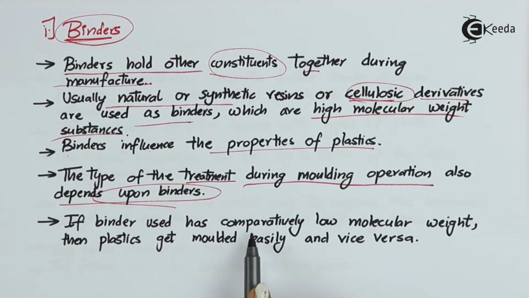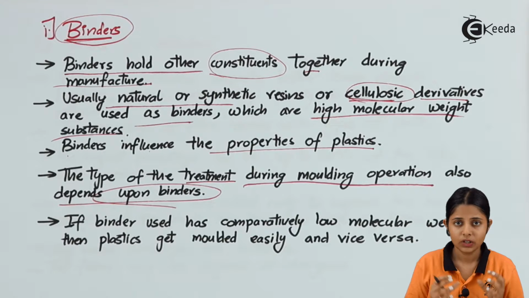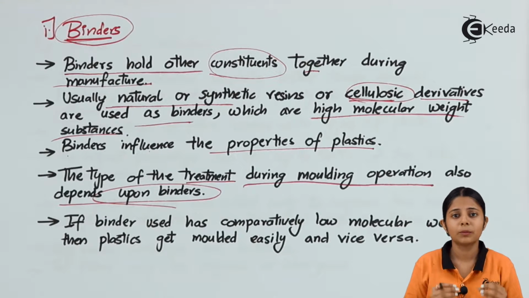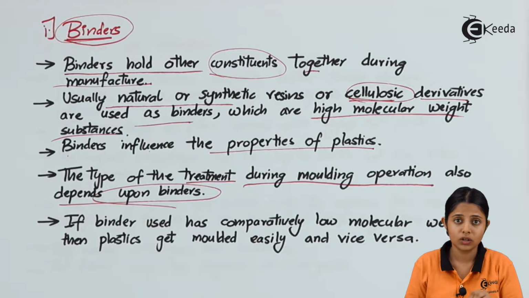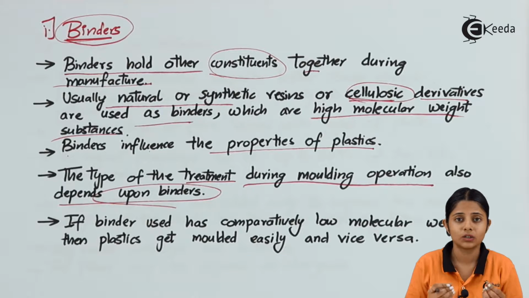If the binder used has comparatively low molecular weight, then plastic gets molded easily and vice versa. So if I have a binder with a very high molecular weight, that means I will have many molecules present in the binder, and these molecules will be in complex forms and bonds. So if I'm adding these complex forms and bonds inside the plastic, what exactly happens is these forms and bonds will not get easily melted. And if they will not get easily melted, it will be difficult to make plastic pour into the molds which are intricate or delicate in shape.